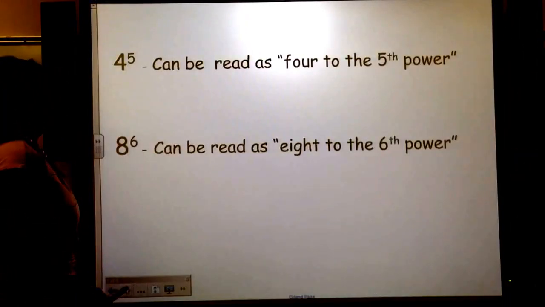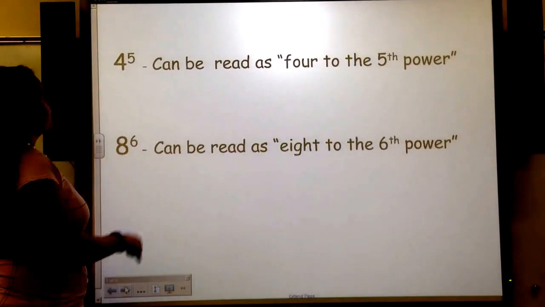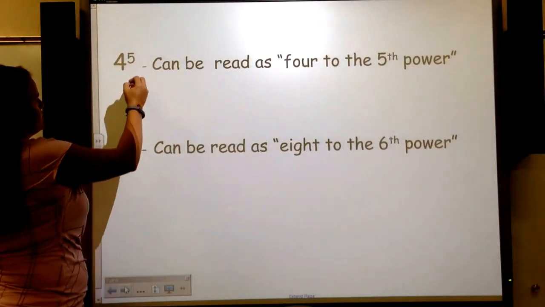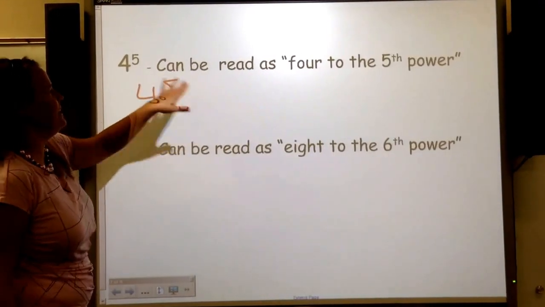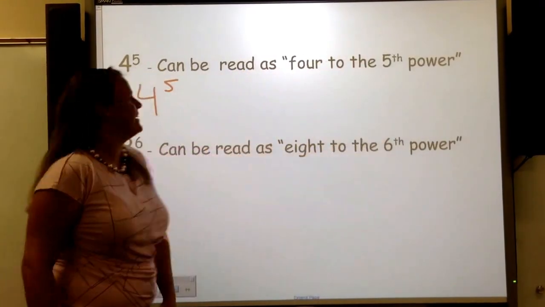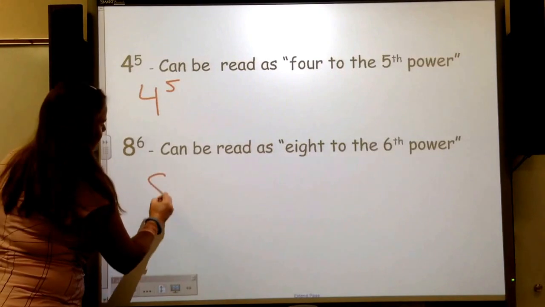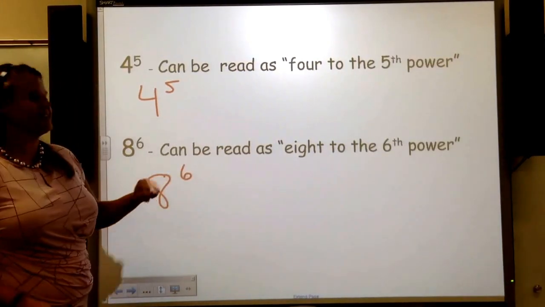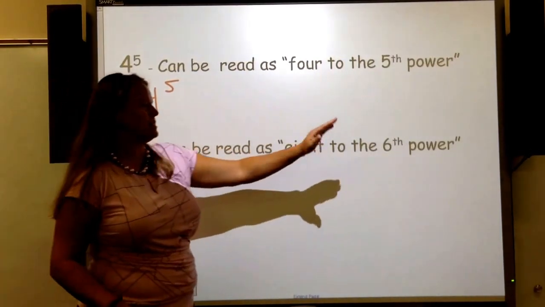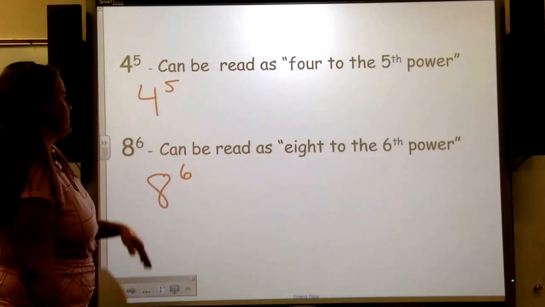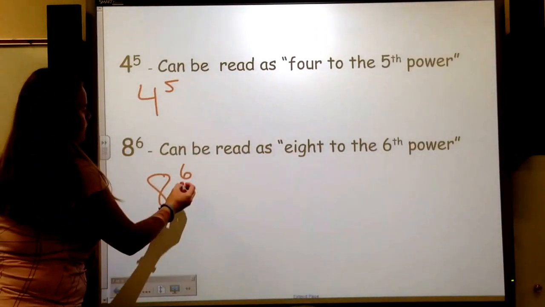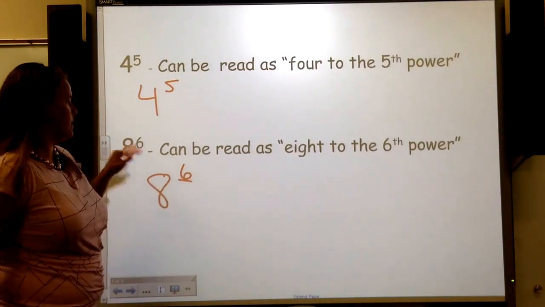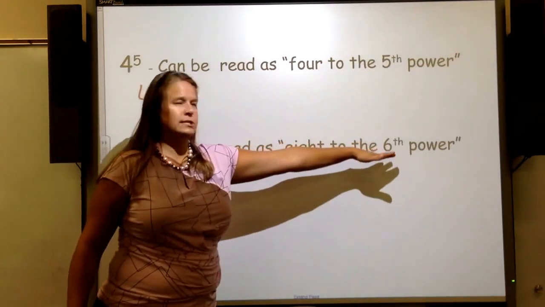All right, a couple more definitions and then we'll be good for today. 4 to the 5th power can be read as 4 to the 5th power. 8 with a 6 can be read as 8 to the 6th power. If it was 8 and a 7, it would be 8 to the 7th power. So you call it whatever that exponent is. The base to the exponent power.